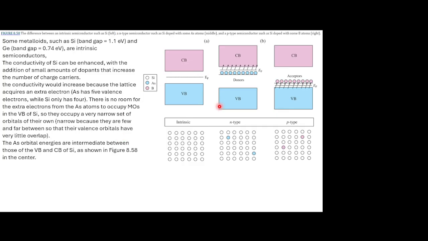Okay. So right here, we actually see some different band gaps. Certain metalloids have a band gap that's extremely convenient for us, matches up with voltages that are easy to manage and will work well with electronics. Okay. And those substances are silicon, germanium. And their band gaps are 1.1 electron volts for silicon, germanium 0.74 electron volts.